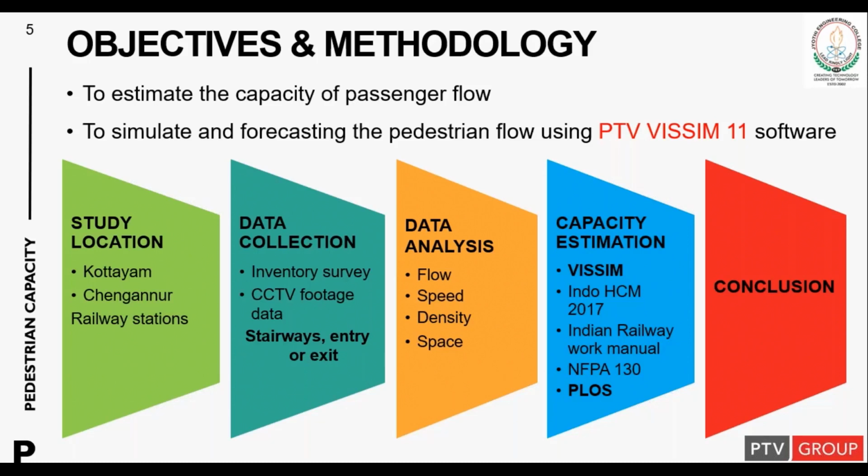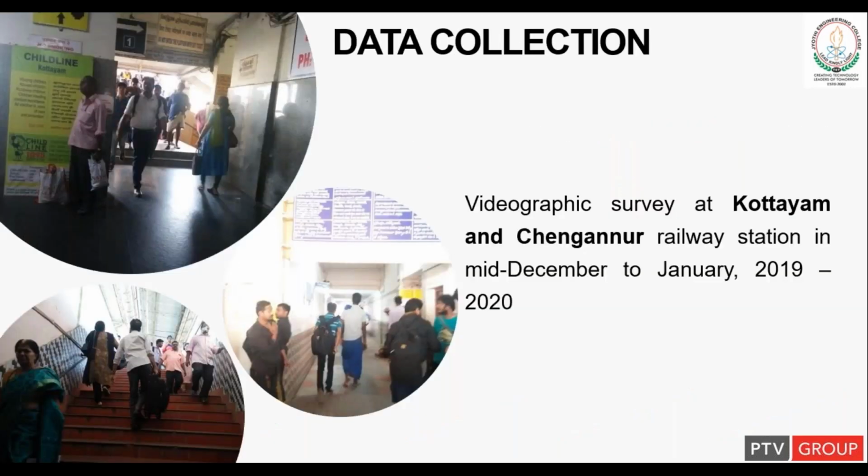Capacity estimation is done using Vissim based on the guidelines provided by Indo HCM, the Indian Railway Works Manual and NFPA. Based on that, the pedestrian level of service is found. Based on that, the conclusion is made for the improvement of future developments. And for the data collection, the videographic surveys are recorded from the CCTV footage.